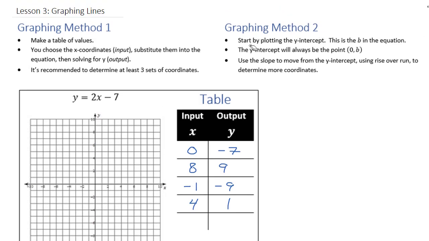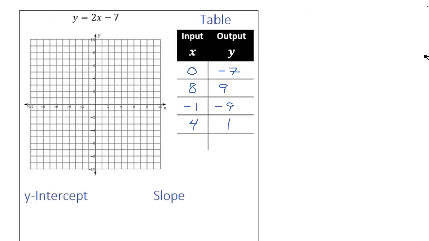Graphing method 2. Start by plotting the y-intercept. This is the b in the equation. So let's look at our equation, and let's identify what b is. So if we write, I'm going to write below here, y equals mx plus b. That means the negative 7 must be our b. There you go. So b is equal to negative 7. That is our y-intercept, if you remember from our previous lesson and from our previous units.